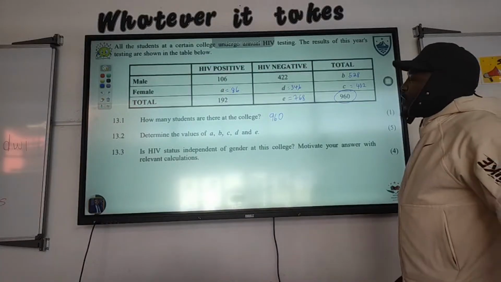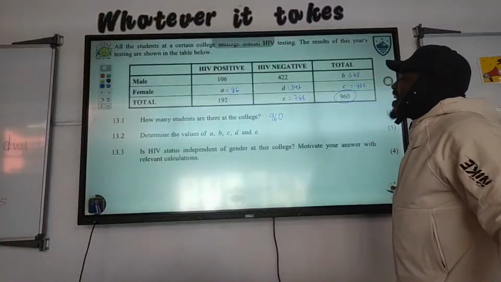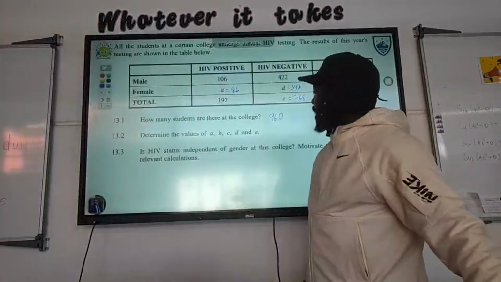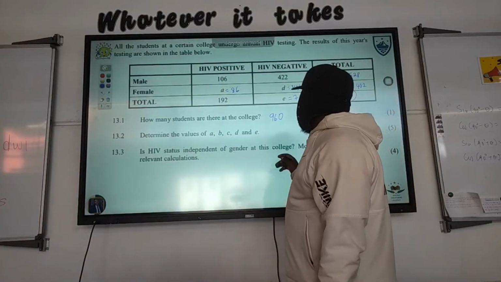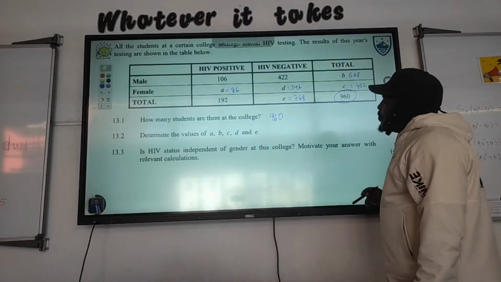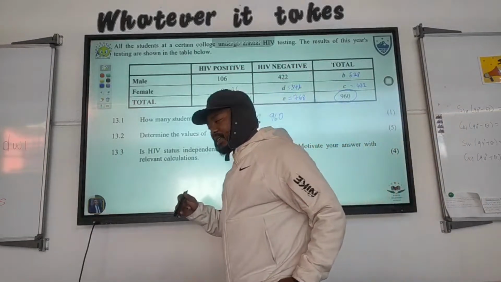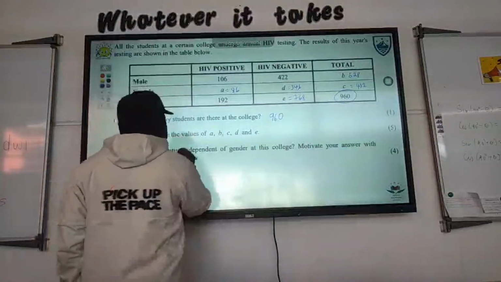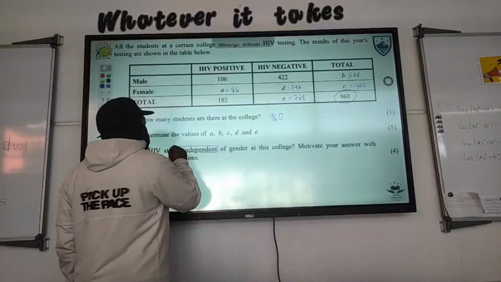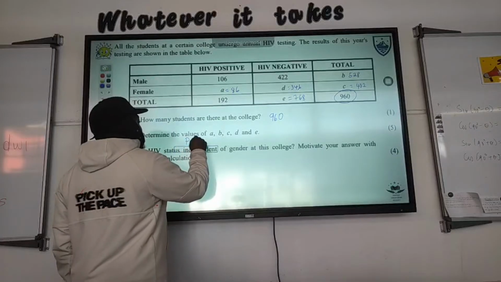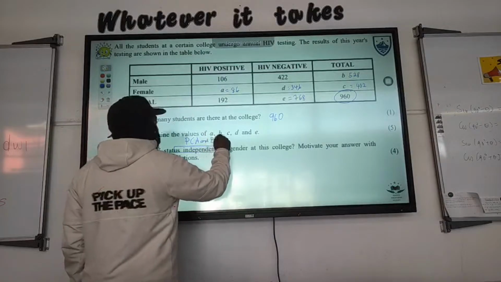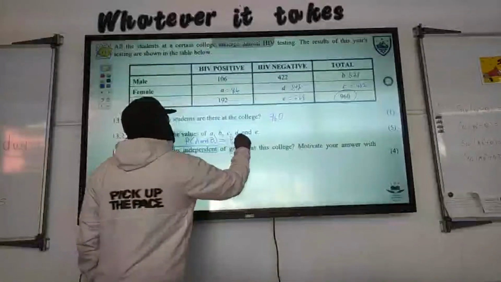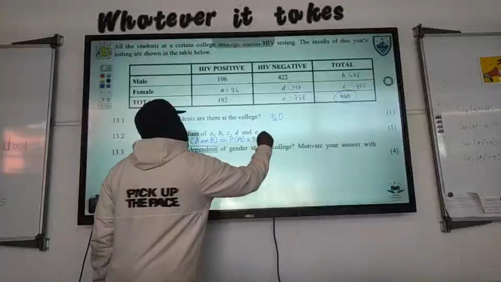And then 13.3 says, is HIV status independent of gender at this college? Motivate your answer. Remember what I said. I said once you see independency, you are thinking P(A and B) is equal to P(A) multiplied by the probability of B.